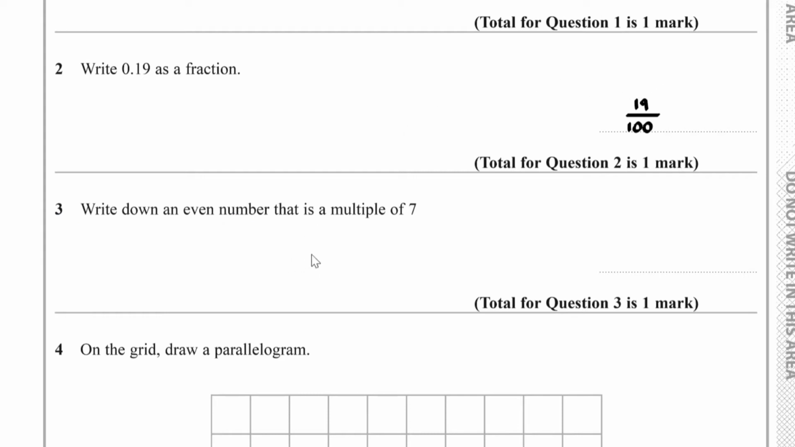Question number 3, we have to write down an even number that is a multiple of 7. First of all, for the multiples of 7, we've got 7, 14, 21, 28, and so on. An example of an even multiple of 7 would be 14 or 28. So we could write down 14.